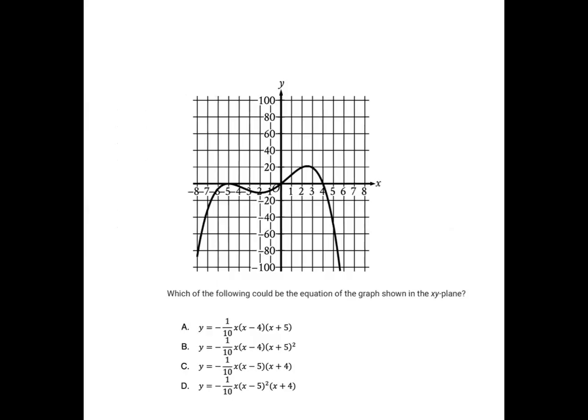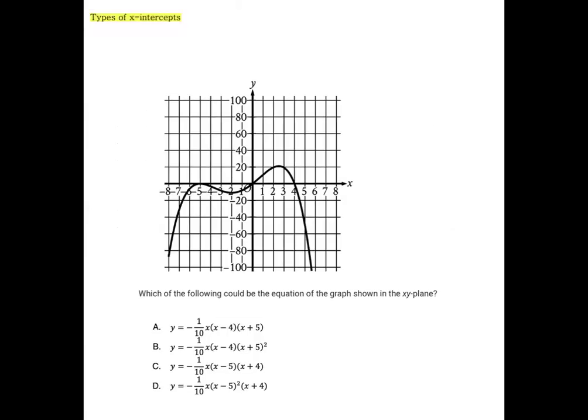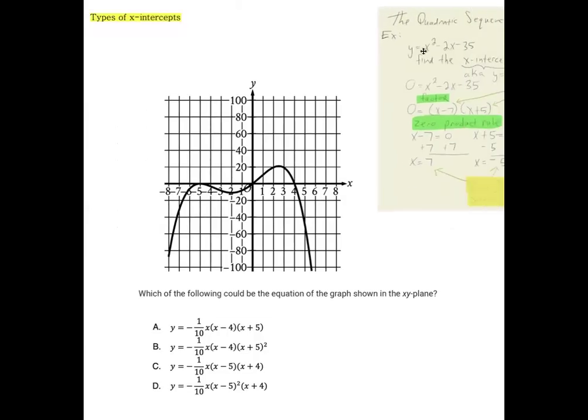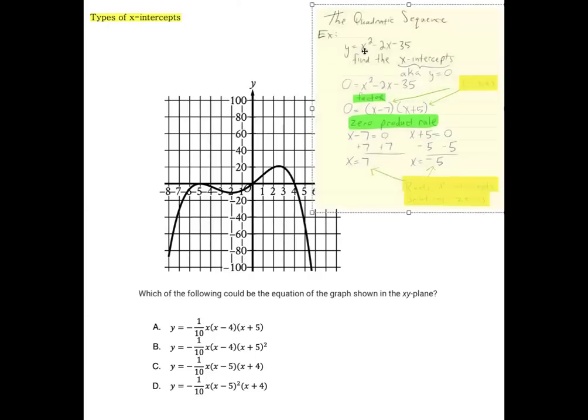This is a very important question on what we call the types of x-intercepts. But before we get into that, let's do a quick review on something we call the quadratic sequence. Now, if you have a quadratic situation, like y equals x squared minus 2x minus 35, and if you're asked for the x-intercepts, that means that y is 0.